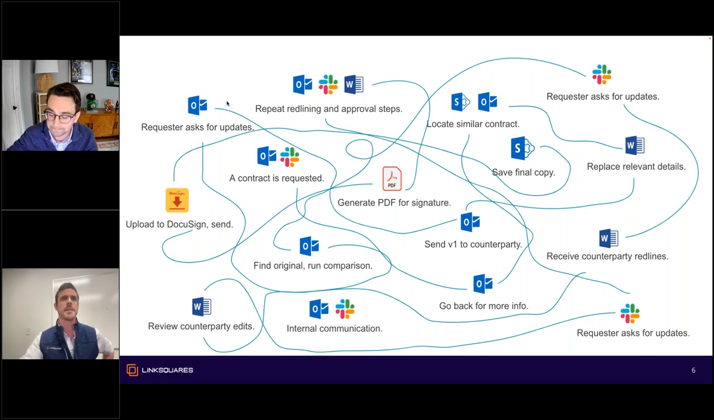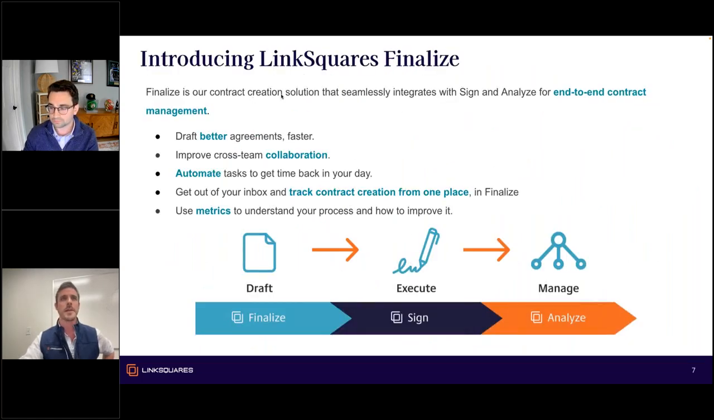And there were a lot of instances where people would go through email, send the wrong version, the wrong version would get approved, leading to plenty of headaches down the road as well. And that's what LinkSquares Finalize is looking to solve here. So Finalize, for anyone that may not be familiar, is our contract creation solution that seamlessly integrates with LinkSquares Sign, one of our new products, and Analyze for a full end-to-end contract lifecycle management.